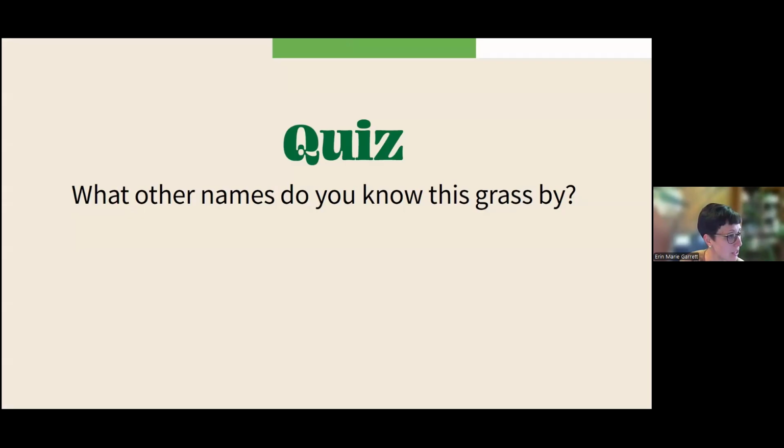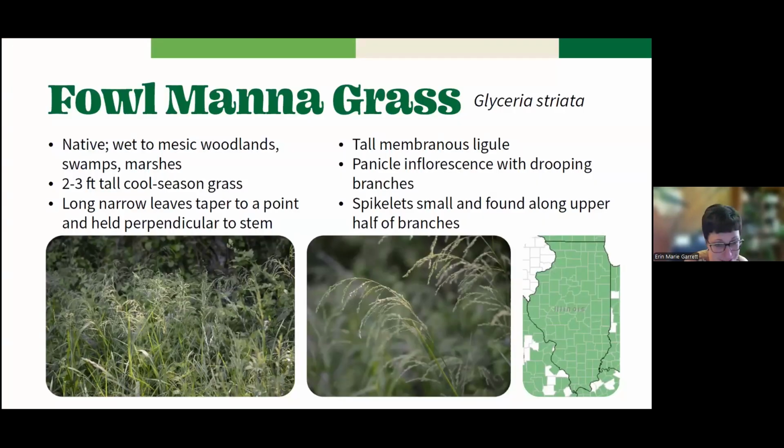So, did anyone put, let's check in the chat. What other names do we know river oats by? I see some in here. Inland oats, upland oats, northern sea oats. Excellent. Those are the ones I've heard that it's referred to. Anyone else have any others? Inland sea oats. I go for river oats because where we are, it grows along the river. We don't have a sea in Illinois, so I think that one's kind of silly, but names don't always make sense.